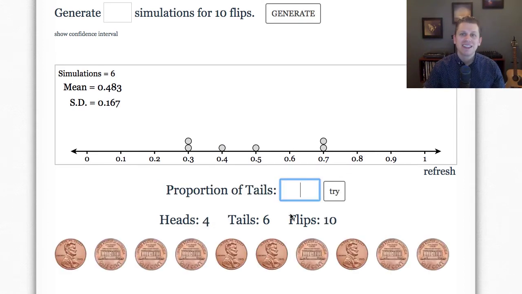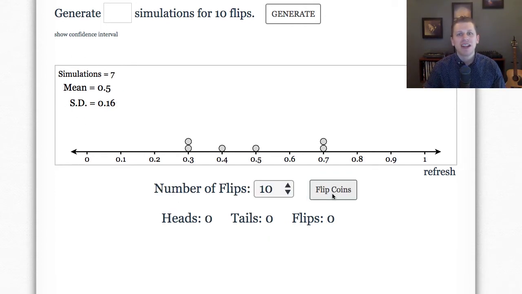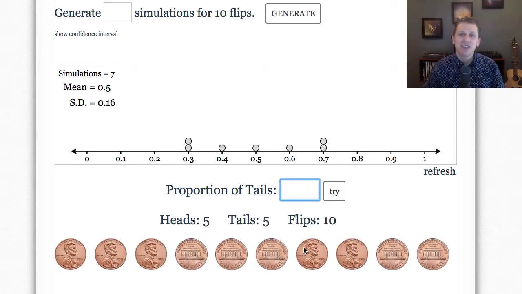Let's try another. This time I got exactly 6 tails, which is 0.6. What you can also notice is look at what's happening up here. As I continue to do this experiment, everything is changing. Let's try an 8th trial. On this 8th trial, I got the most predictable result. I got exactly 5 tails. That is a sample proportion of 0.5.